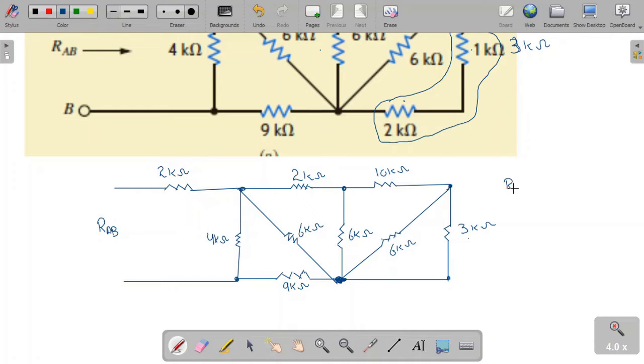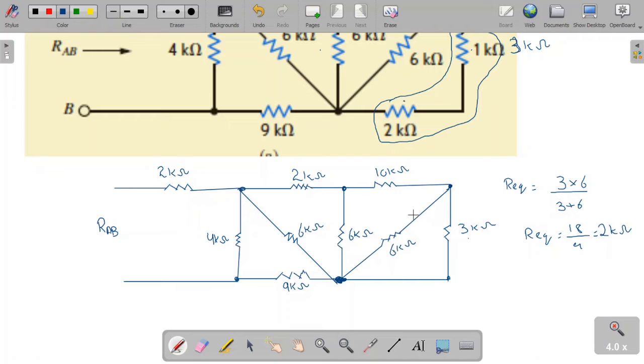And what is the parallel combination? We simply have to multiply both, which is 3 multiplied by 6, and then divide by the sum of both, which is 3 plus 6. So 3 kilo ohm multiplied by 6 kilo ohm divided by 3 kilo ohm plus 6 kilo ohm, and that equivalent resistance comes out to be, because this is 18 divided by 9, 2 kilo ohm.